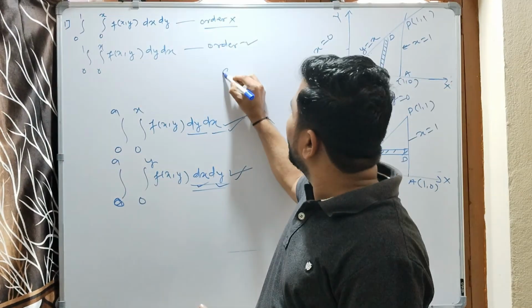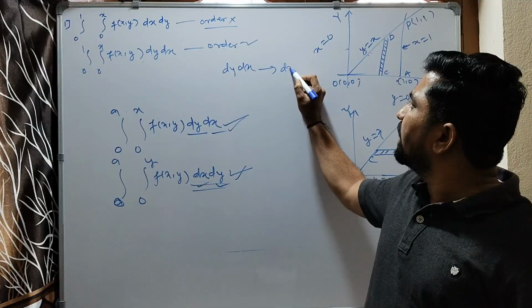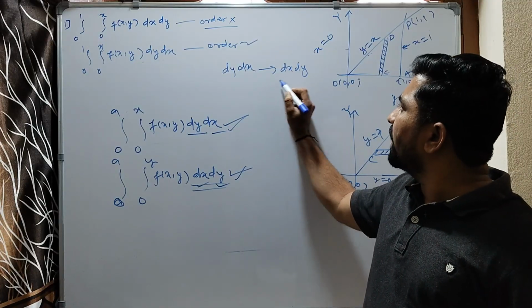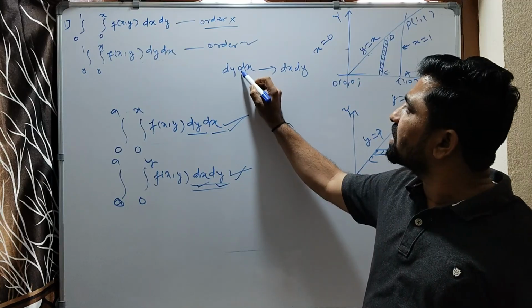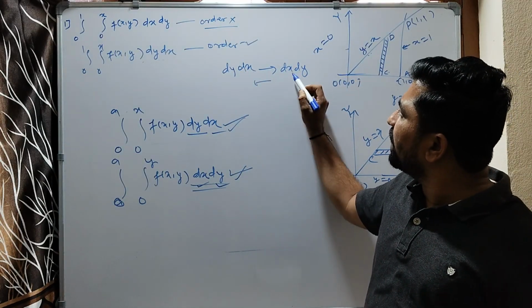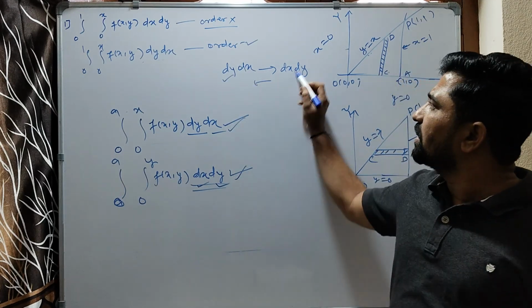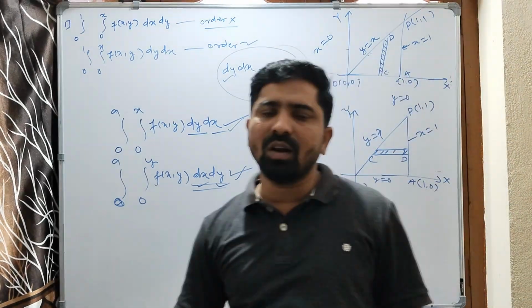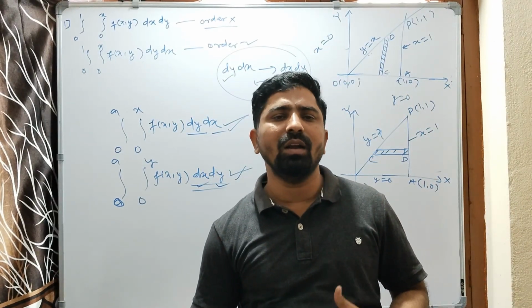If you have dy dx, change from dy dx to dx dy. If you have dx dy in the correct form, change from dx dy to dy dx. This is the way to change the order of integration from dy dx to dx dy and vice versa.